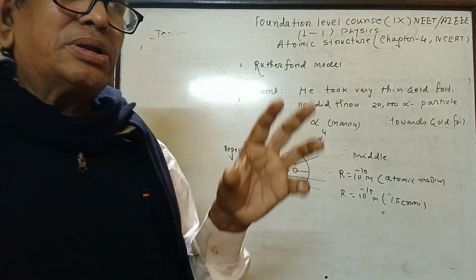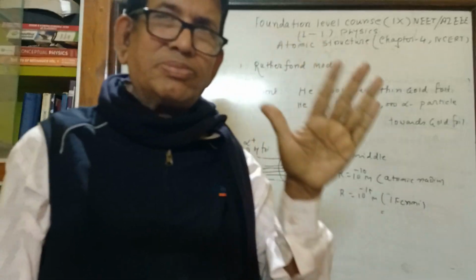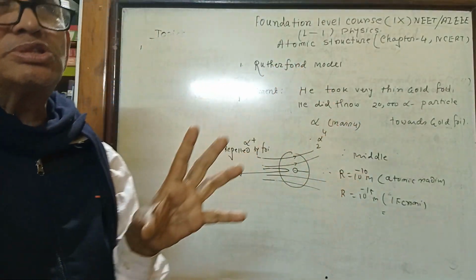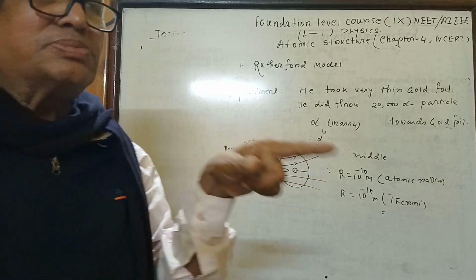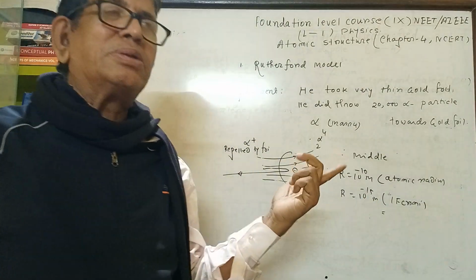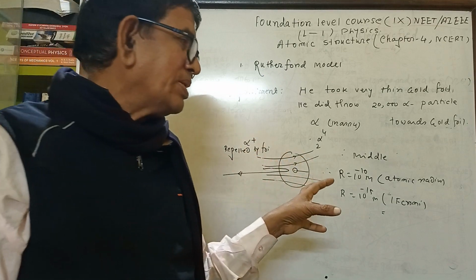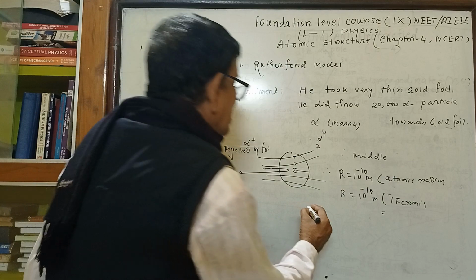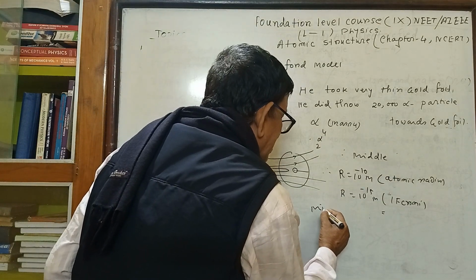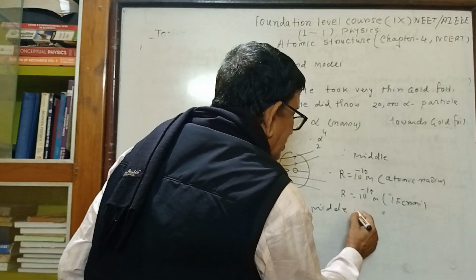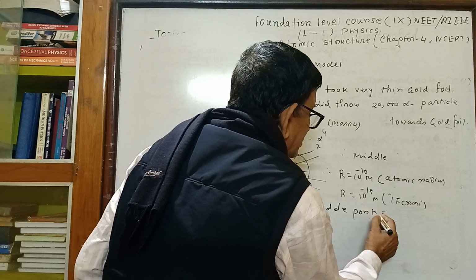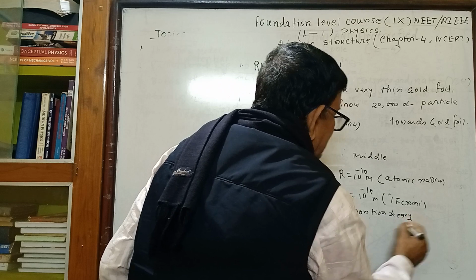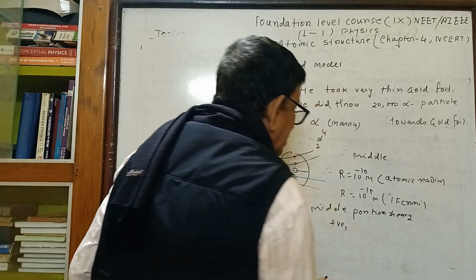Now Rutherford concluded that the atom's maximum portion is empty, through which maximum alpha particles pass, and the middle portion is positively charged. Since it is positive, the alpha particles are repelled by this nucleus, a very massive, high dense zone, that is called the nucleus. So the middle portion, heavy and positive, is the nucleus.